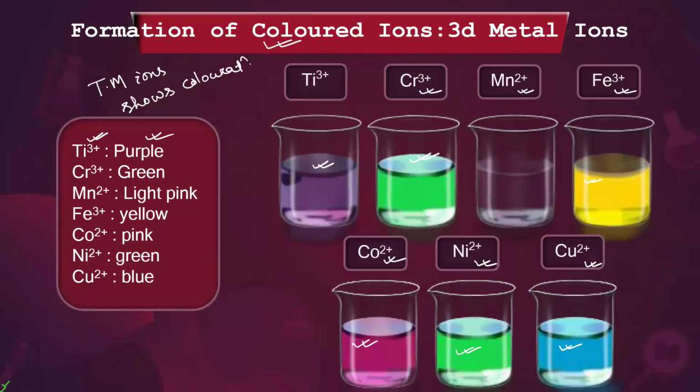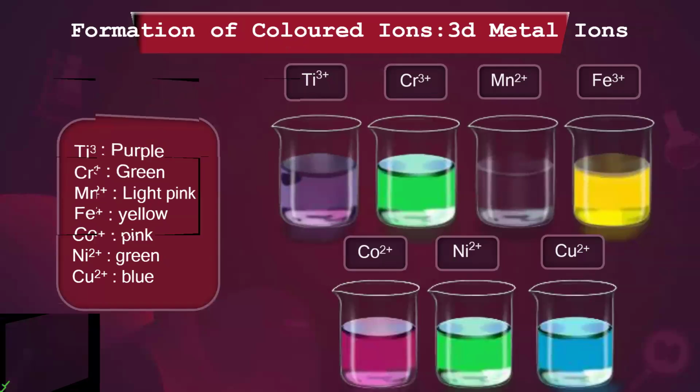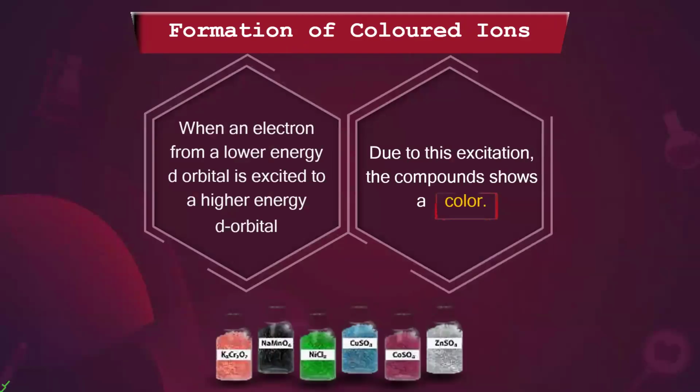Why do transition metals show coloration? You have to know the origin. The reason is this: the color is due to d-d transition. Without this, you will get no mark. So remember it: d-d transition.